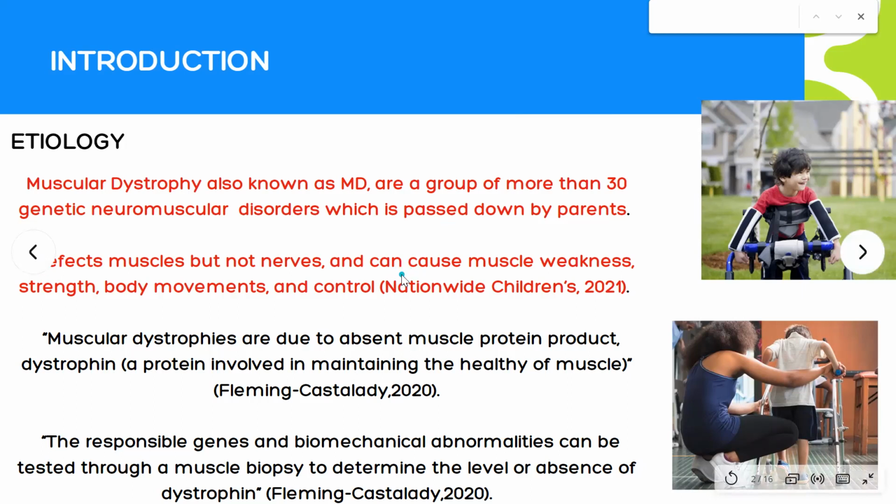According to one of the quotes here, muscular dystrophy is due to an absent muscle protein product called dystrophin, which is a protein involved in maintaining a healthy muscle. Because of the lack of that protein that supports maintaining the muscle, individuals who have MD are affected. The responsible genes and biomedical abnormalities can be tested through a muscle biopsy to determine the level of absence of dystrophin. So there are tests done to see the extent of how much of this protein is lost in order for it to support the muscles.